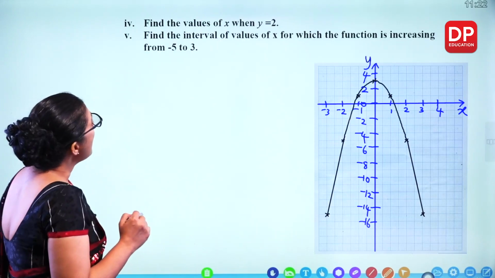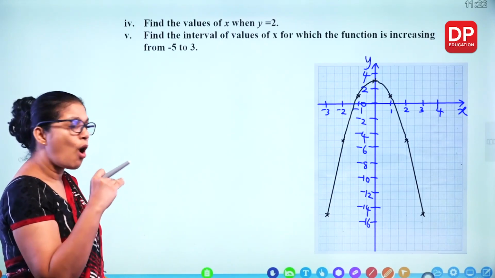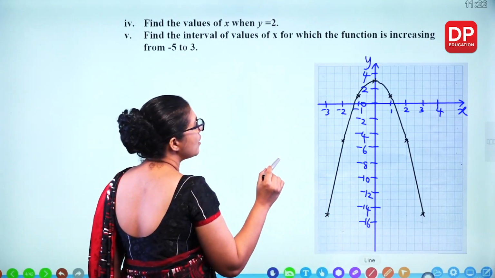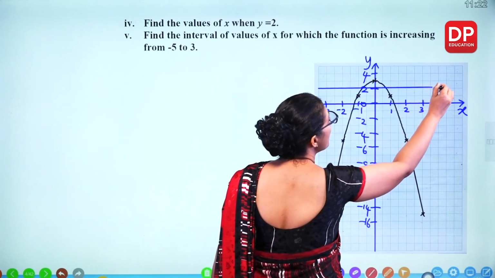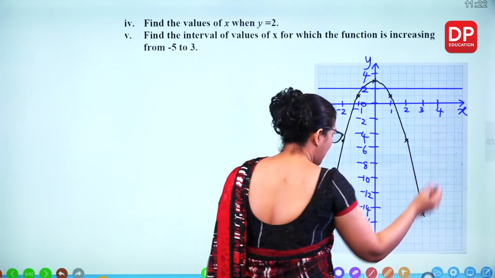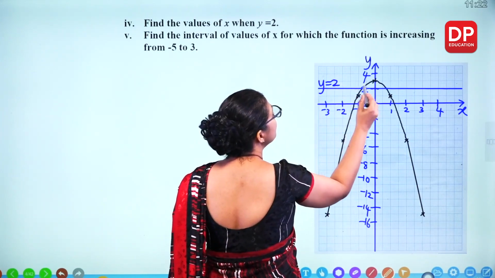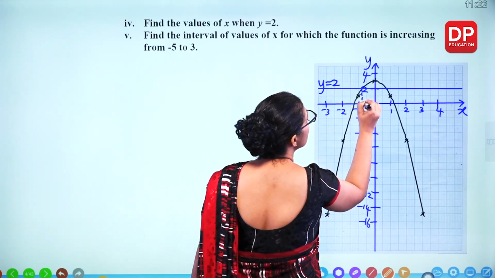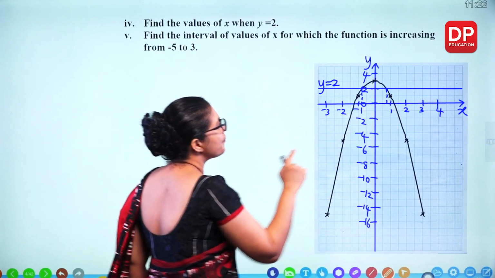Next part, find the value of x when y equals 2. So y equals 2 is a horizontal line. So you can draw y equals 2 line. Here. This is y equals 2 line. And see what are the x values. So here, somewhere here and here. So what are the x values?